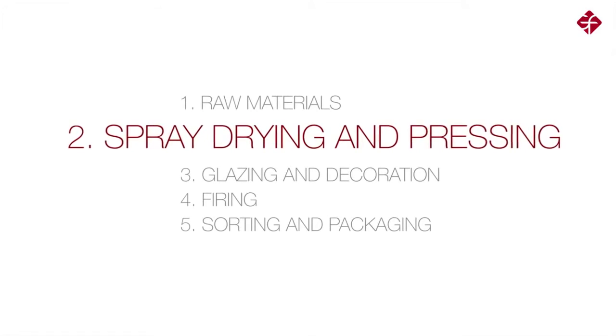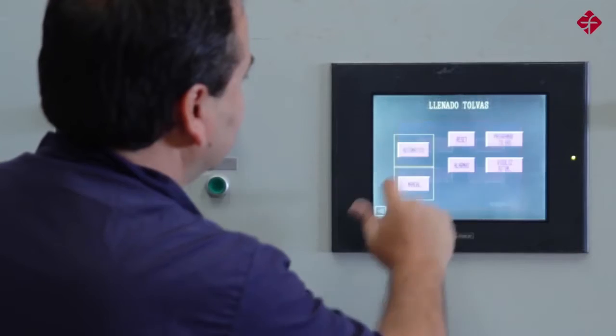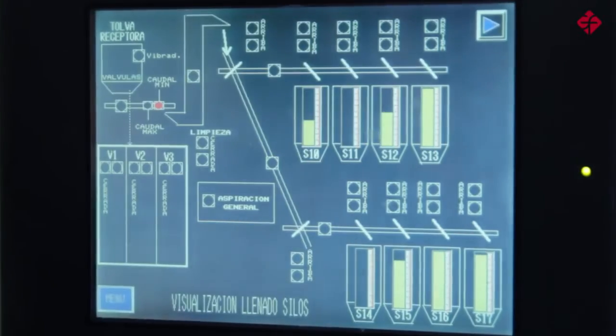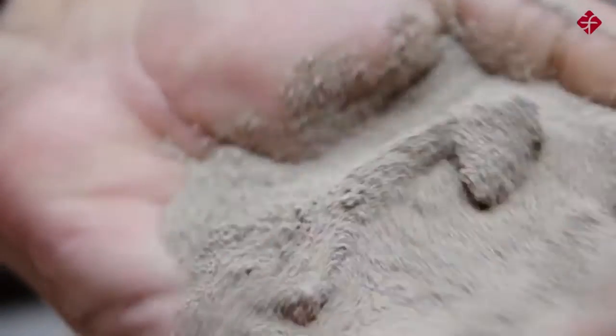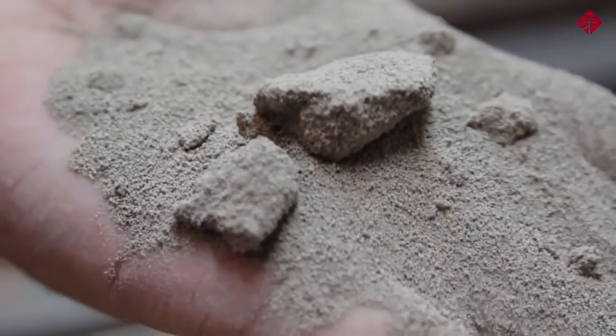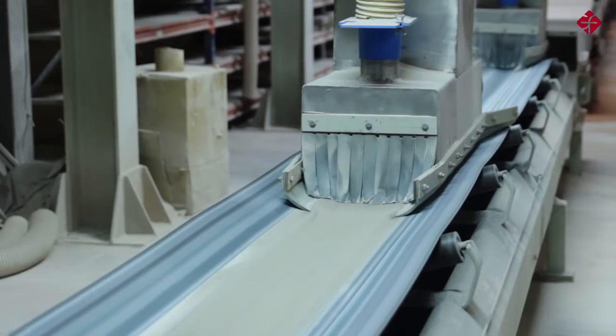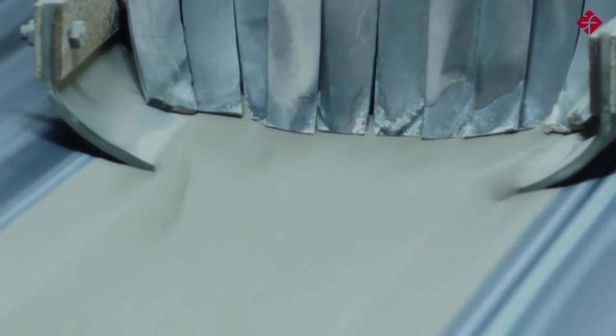Spray drying and pressing. The manufacturing process starts with the raw materials being atomized or spray dried. The atomized dust used to make the ceramic base or biscuit is spherical and hollow, as water is removed rapidly in the atomizer. It is important that the granules are spherical and hollow to make the pressing easier, so they fill the mold and can be compacted in the press. This is essential to obtain a product with the required mechanical strength for the journey it is about to begin along the glazing and decoration line.